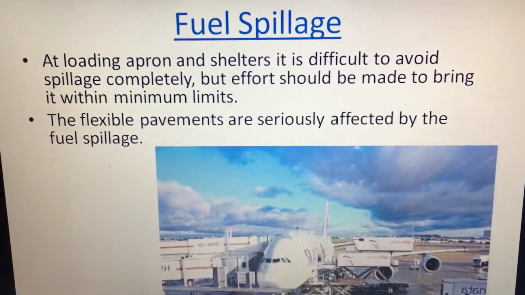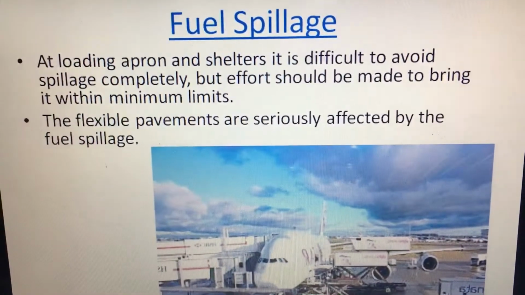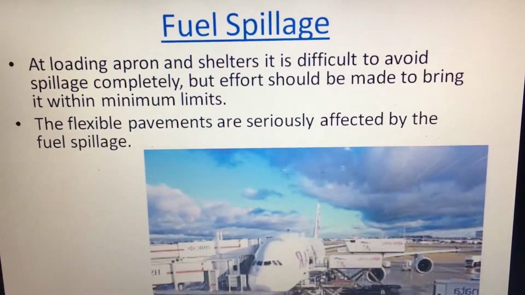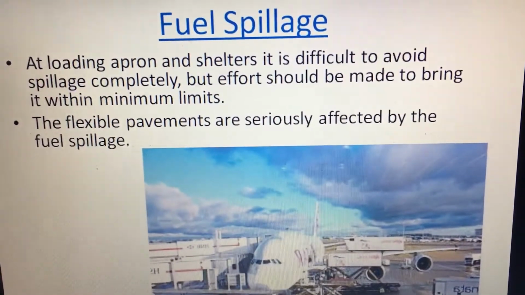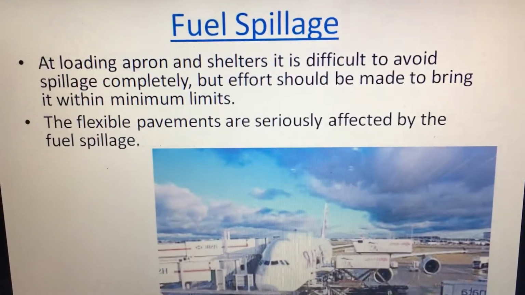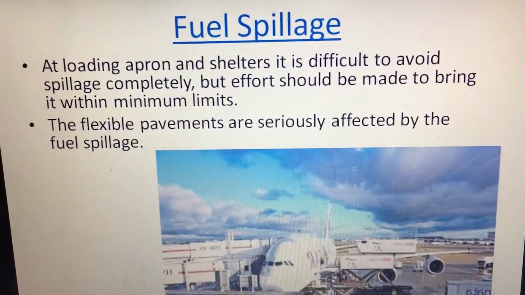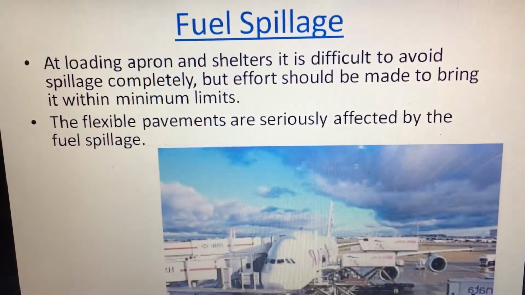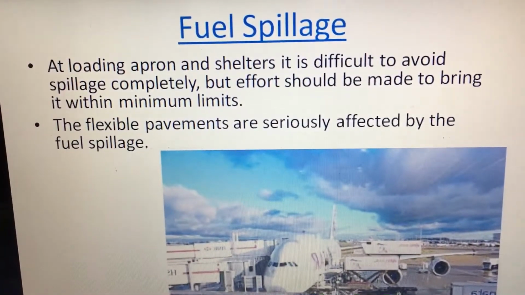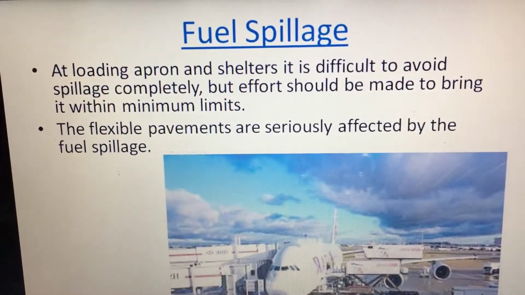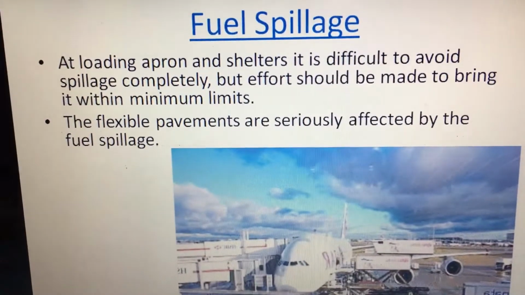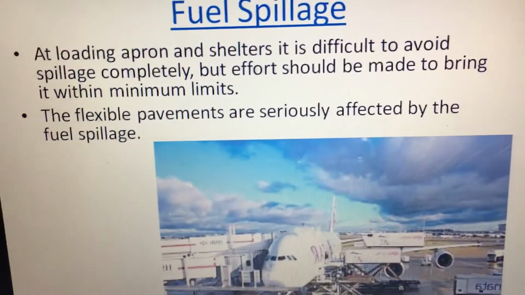It is difficult to avoid spillage completely, but effort should be made to bring it within minimum limits. The bituminous, meaning flexible, pavements are seriously affected by fuel spillage, and therefore it is essential that the area of bituminous pavement under the fueling inlet, the engine and the main landing gears are kept under constant supervision by the airport authorities.